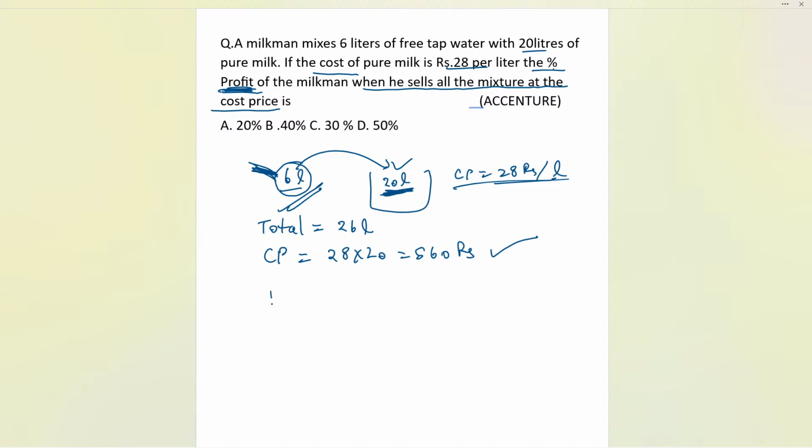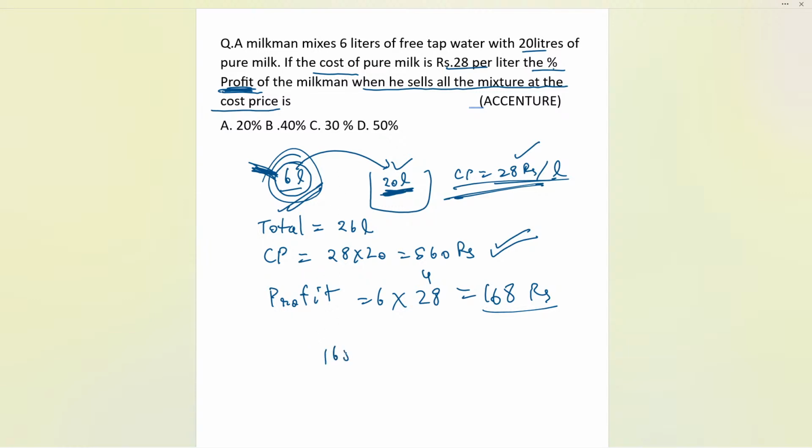So now if I write over here, profit will be what? These 6 liters multiplied with the price, actually he is selling at the same price. So if he is selling at the same price, this price will remain the same, 28. Now it will be 168 over here, the profit. Now this is the profit. What will we need? Profit percent.